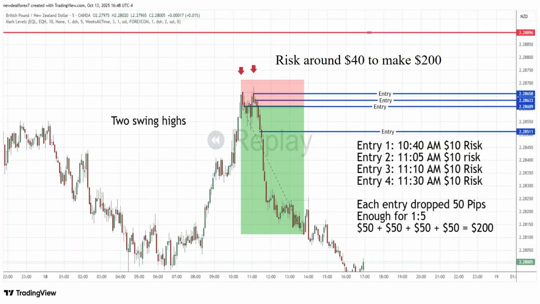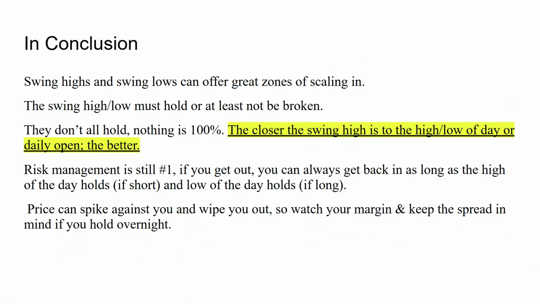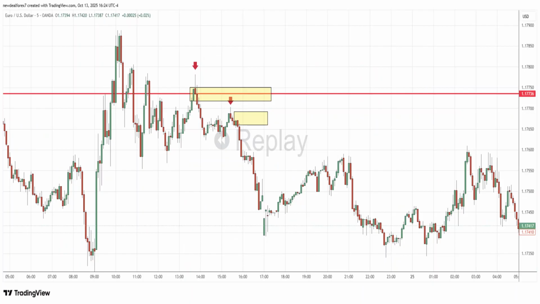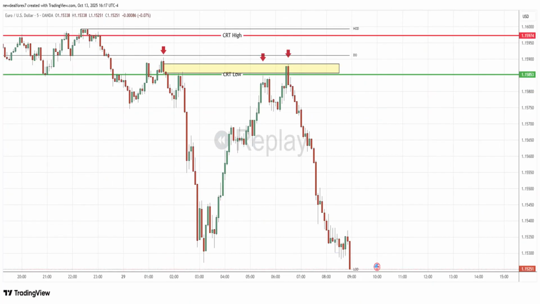All right, so that's pretty much it. In conclusion, the swing highs and swing lows can offer great zones for scaling in. The swing low or high must hold, or at least not be broken. So again, just to show you that example of the one that did break, where was it? Yeah, right here. This one here is an example of one that broke. You had a high, higher high, lower high. It chopped around and then it broke. If that happens, if you were short right here, you wait for another one and then you just get right back in, because your bias is still short for the day.